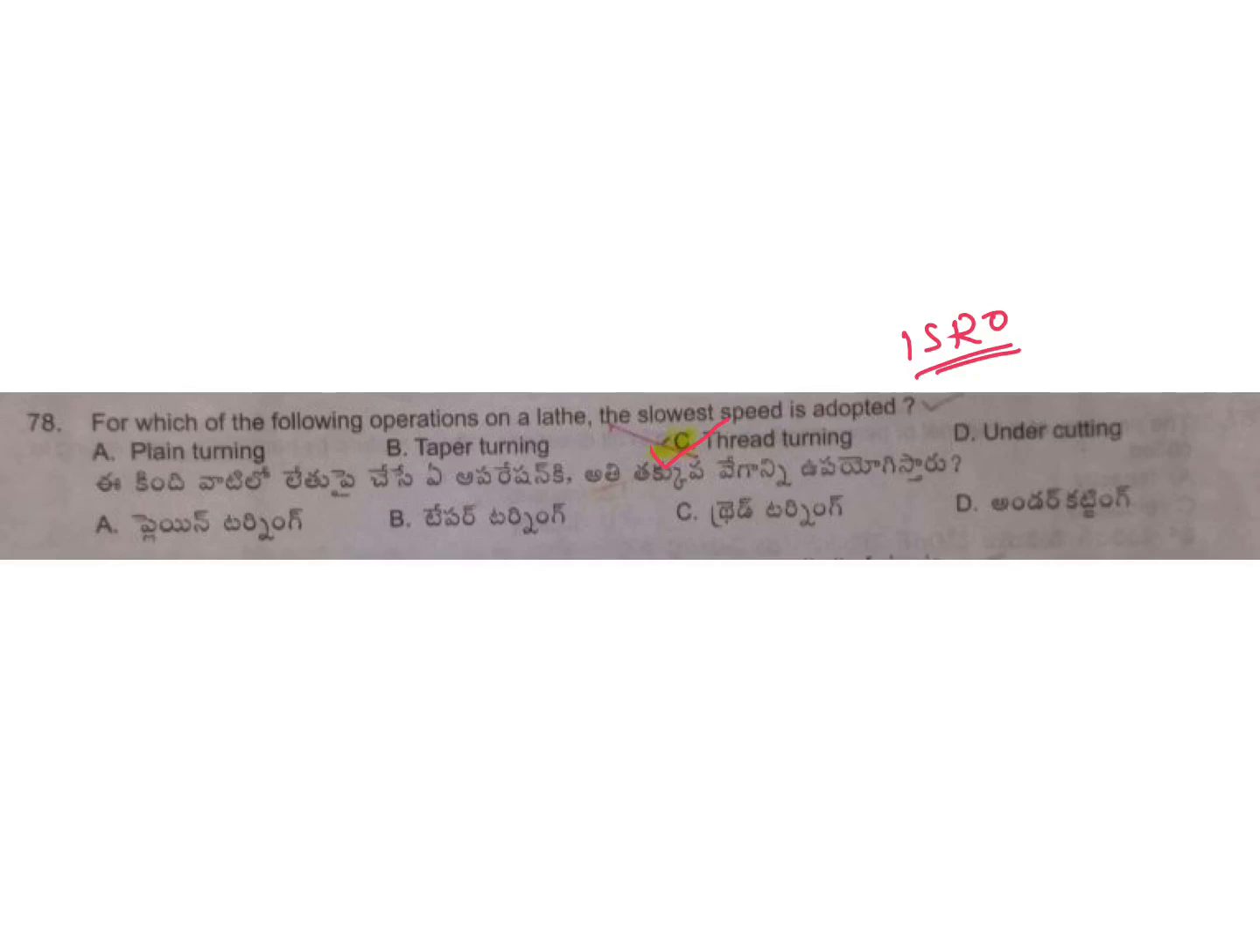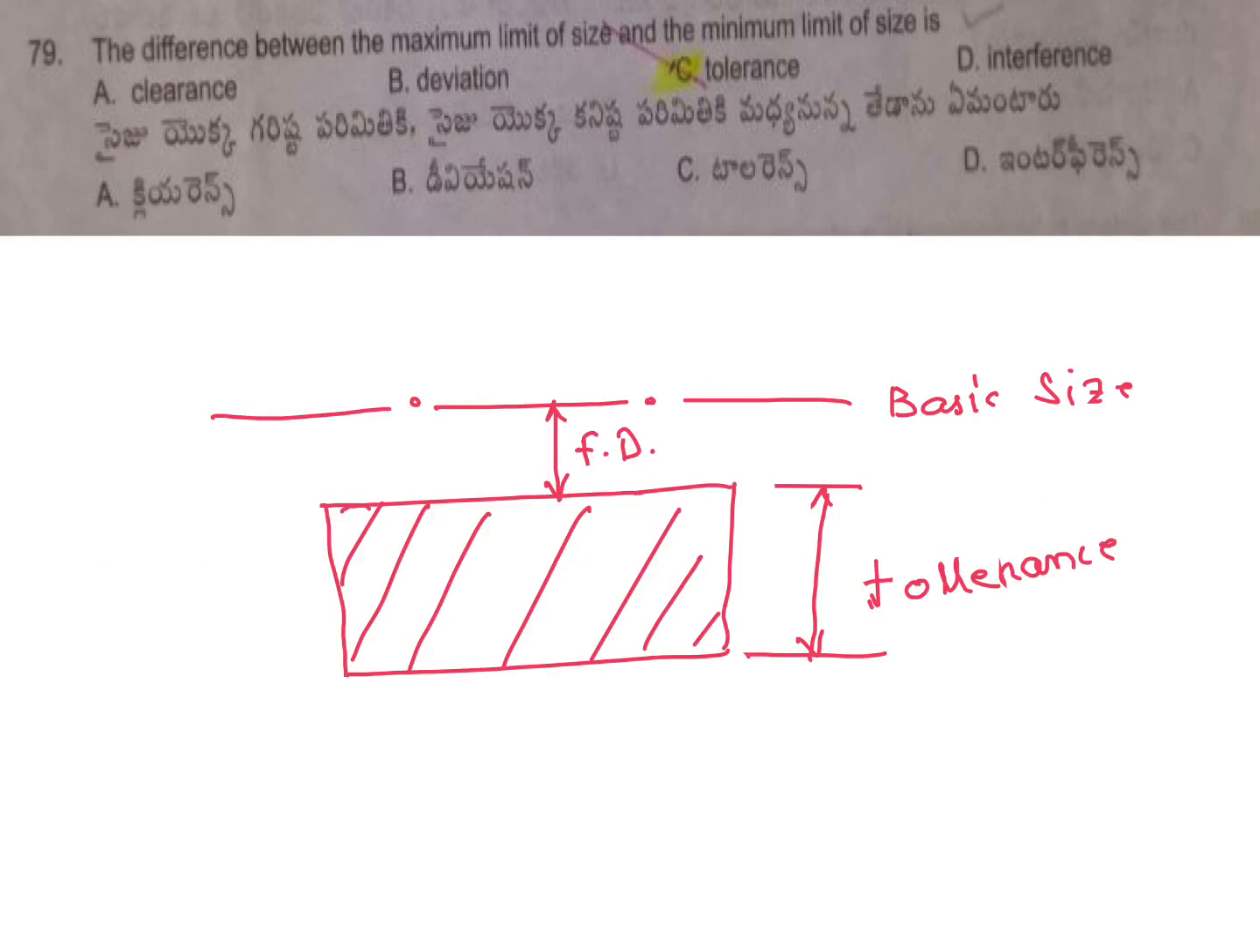The difference between the maximum limit of size and the minimum limit of size is, if this is a shaft, this is the basic line, then this is the maximum limit and this is the minimum limit. So this is the fundamental deviation, from basic size to maximum limit. Then tolerance is the difference between the maximum limit and the minimum limit. So C is the answer.